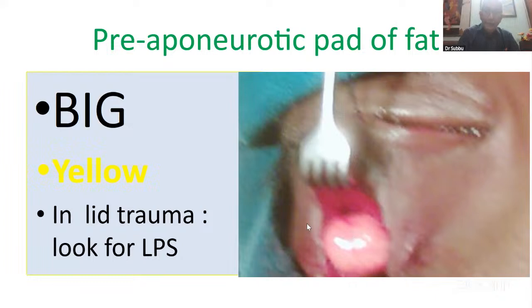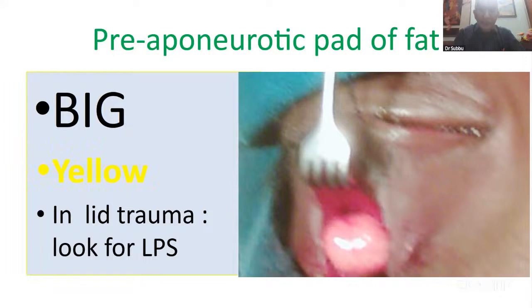And one practical important thing is when you are seeing a case of lid trauma, when you are trying to repair it, if you find that there is an exposure of orbital septum and the pre-aponeurotic pad of fat, it means that the septum has been torn. You try to gently retract the pre-aponeurotic pad of fat, and identify the levator palpebrae superioris, which is below that.